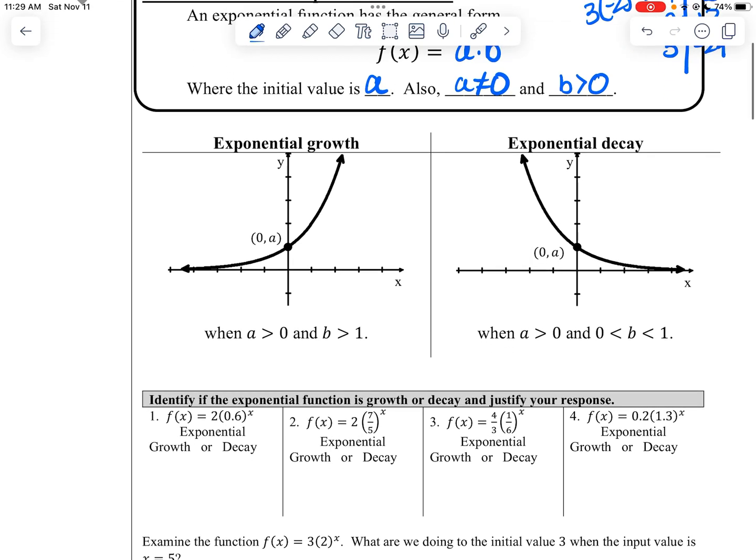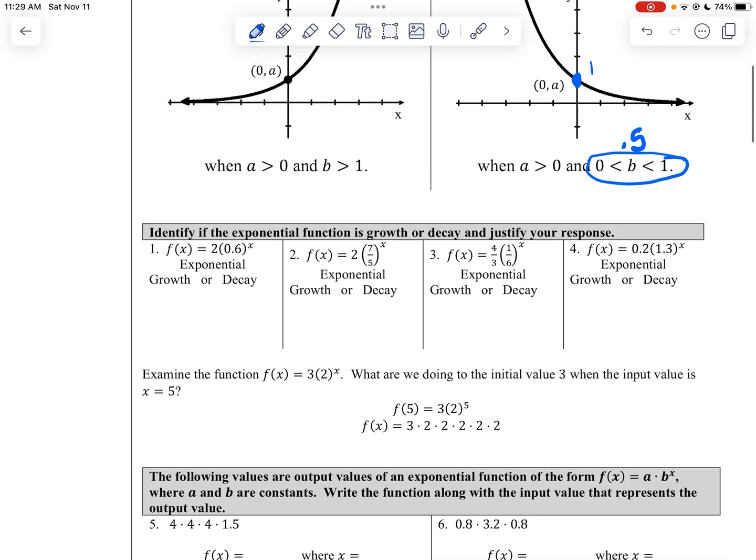Now, you guys probably remember from last year, exponential growth. When a is greater than 0 and b is greater than 1, it's growing. And why? We're multiplying by a number. But if it's a decay, if our b value is in between 0 and 1, like 0.5, because again, we start with our initial value of 1, and then we'd be going by half each time, so it's going to get smaller.